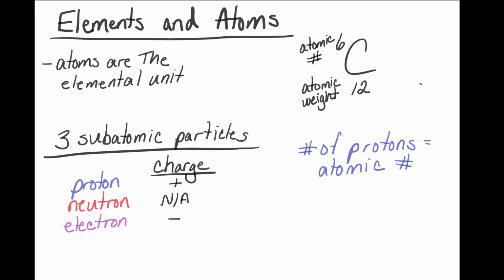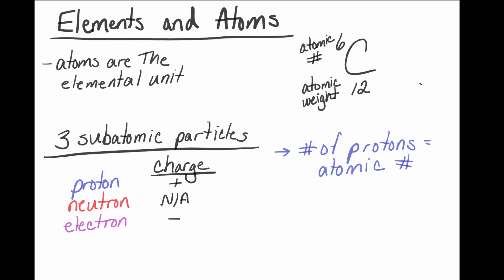For example, the number of protons is equal to the atomic number. So for carbon, we know that the carbon atom has 6 protons because its atomic number is 6. The atomic number gives the atom its identity. All carbon atoms are going to have 6 protons. If you change the number of protons, then you change the atom. So an atom with 7 protons is no longer going to be carbon, and instead is going to be nitrogen.